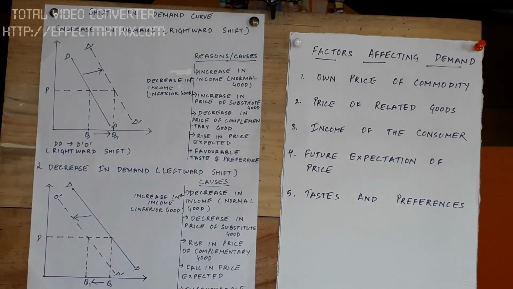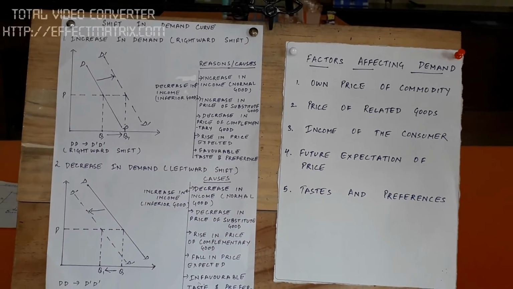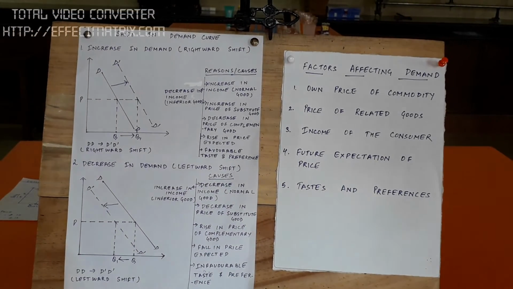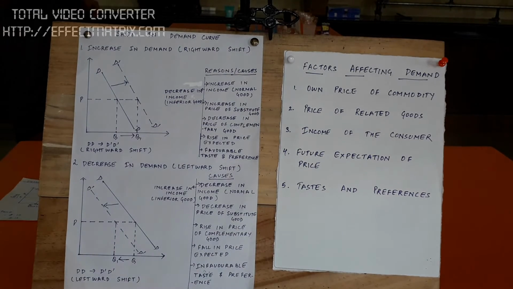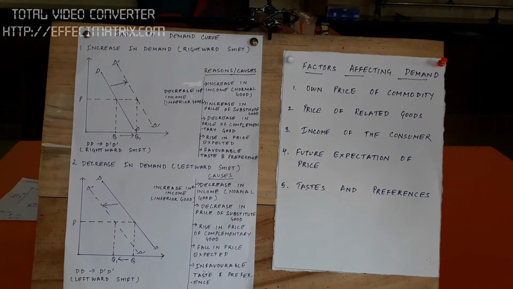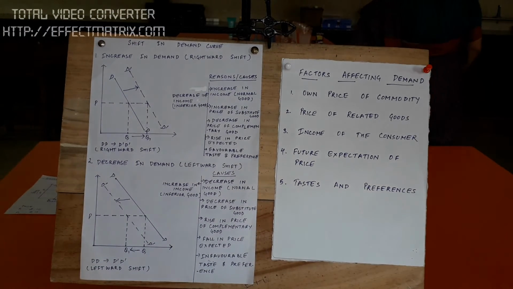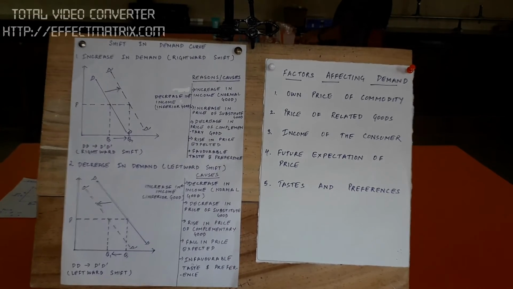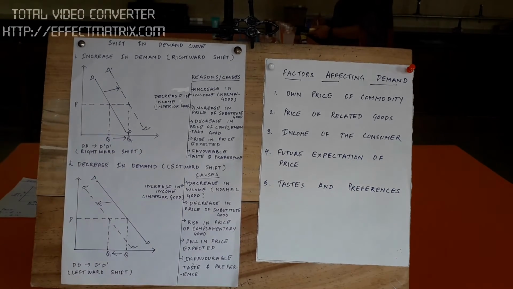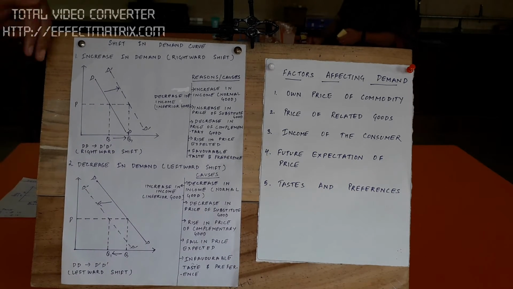Now, what will happen if any factor other than the own price changes? For instance, the income of the consumer increases, or the future expectation of the price increases. Will it lead to a movement on the curve? No. Now it will lead to a shift. In the shift in the demand curve, we have two possible cases. Either the demand curve will shift towards the right or the demand curve will shift towards the left.